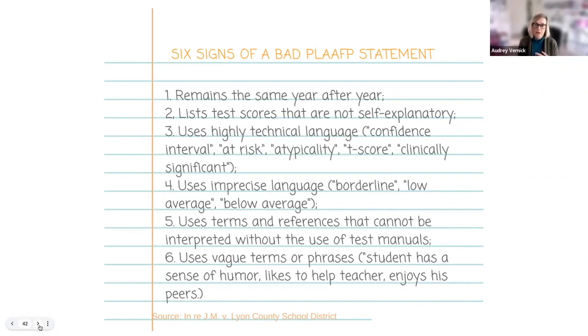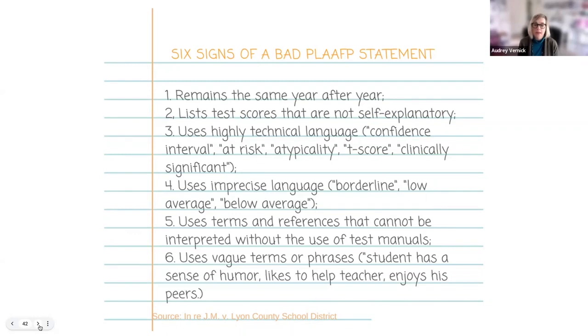Again, if it lists test scores that aren't self-explanatory, you're going to ask questions. If it uses highly technical language that you don't understand, you're going to ask them to write it in plain language. Imprecise language, again, like borderline, low average, below average. You should be asking your team all these questions and say, make me understand it, right? And if I can't understand this language, use different language. It might use terms and references that cannot be interpreted without the use of test manuals, or use vague terms or phrases. So if it's non-specific, that's also a problem.